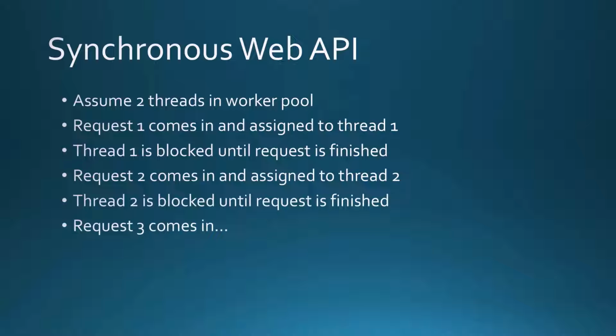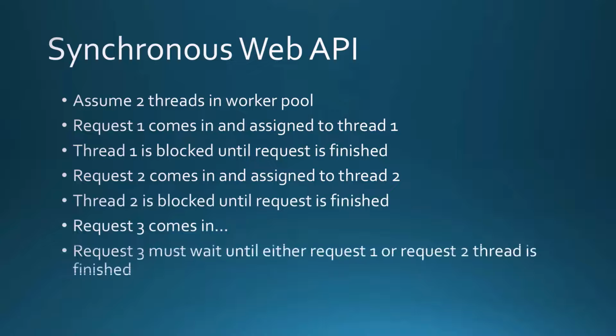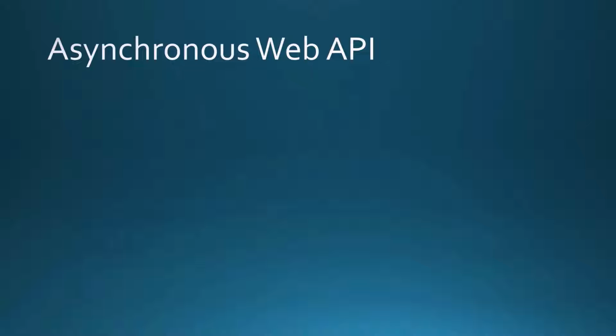So if request three comes in, what happens? Well, request three has to wait until either request one or request two, either of their threads are finished processing their tasks.